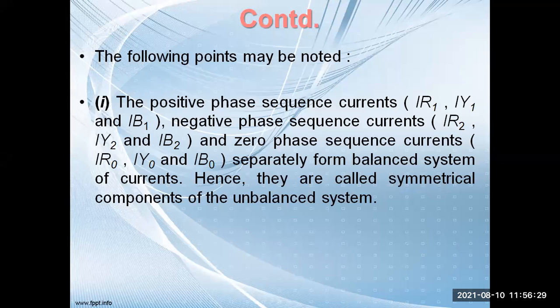So the following points may be noted. First is the positive phase sequence current IR1, IY1 and IB1. Negative phase sequence current IR2, IY2 and IB2. And zero phase sequence current IR0, IY0 and IB0 separately form a balanced system of currents. These are balanced currents.